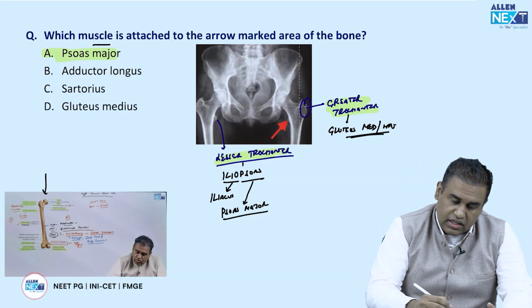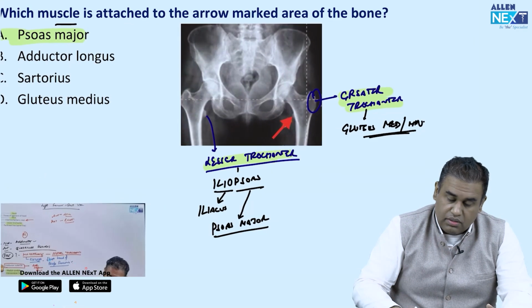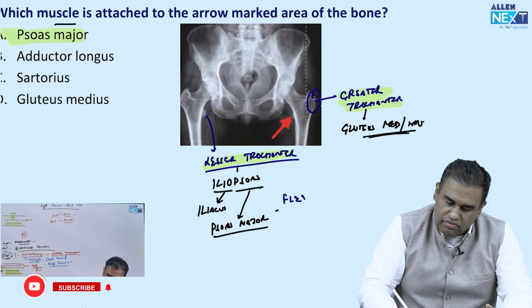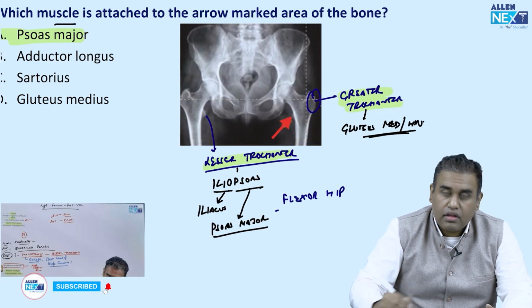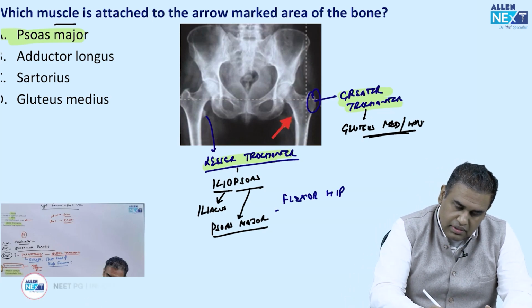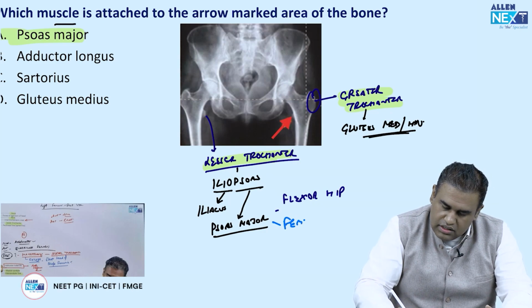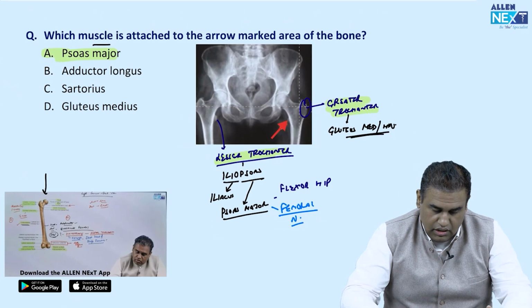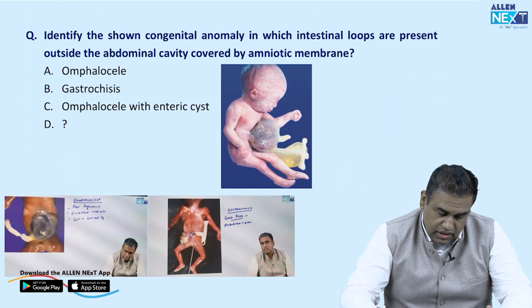Now tomorrow they might ask, what is the nerve supply of it? What is the action of this muscle? Psoas major or iliacus, they are mainly flexors of which joint? Of the hip joint. And which nerve supplies them? The nerve which supplies them is basically our femoral nerve. Remember this. Let's move to the next one.